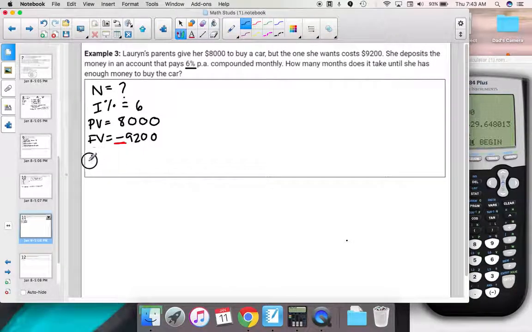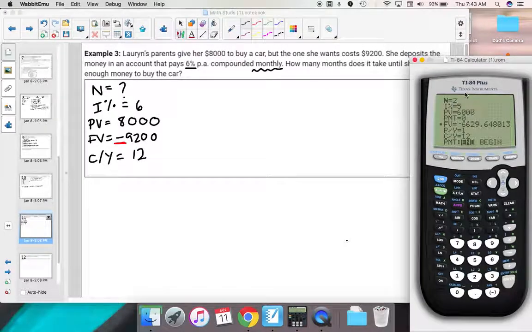Finally, we're looking at compounding periods per year, and we know that this is going to be compounded monthly, which means our number of periods here is 12 per year. So let's enter that in and see what we can find. So our n value, we'll leave that at 0 because we don't know it yet. Our I percent is 6. Our present value is 8,000. And we're going to enter our future value as negative 9,200. Compounding periods per year is 12.